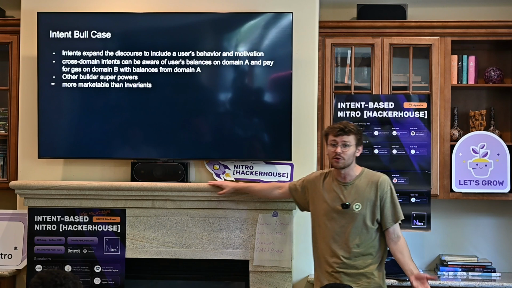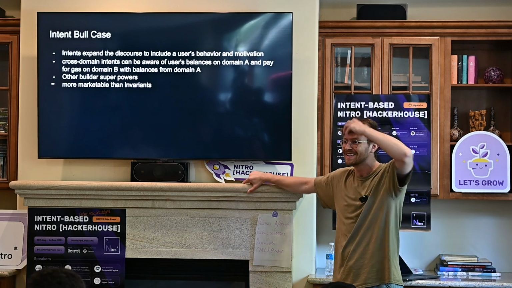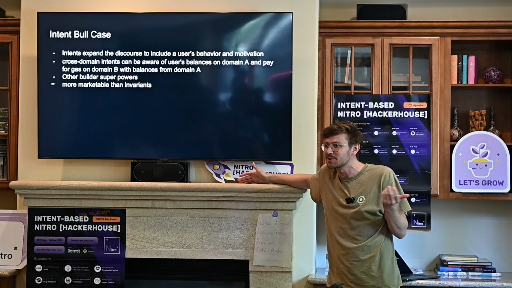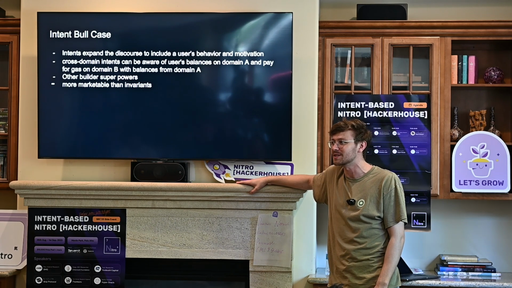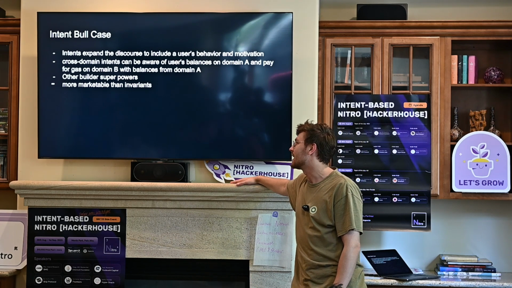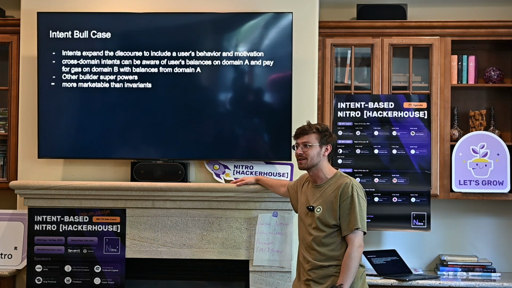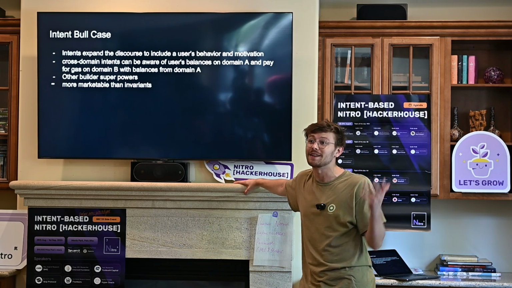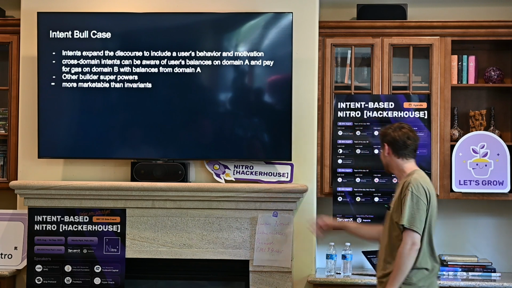And then this is the strongest one for me. It's way more marketable than invariants. I think a lot of intents are really just invariants. I think even slippage is sort of an invariant. We do have some basic things like this right now. But no one wants to say "my invariants are XYZ"; they want to say "my intent is to get a token." Way more marketable.